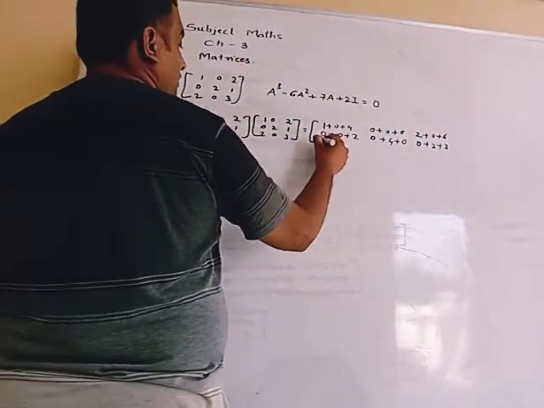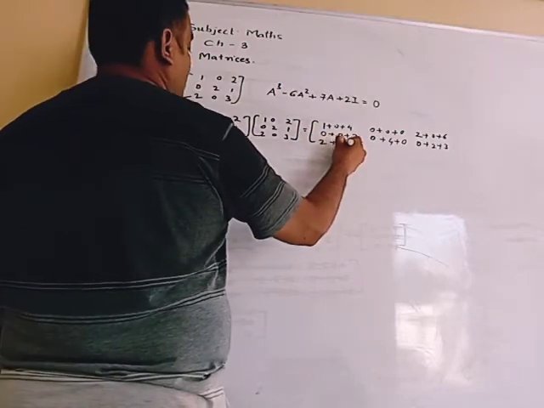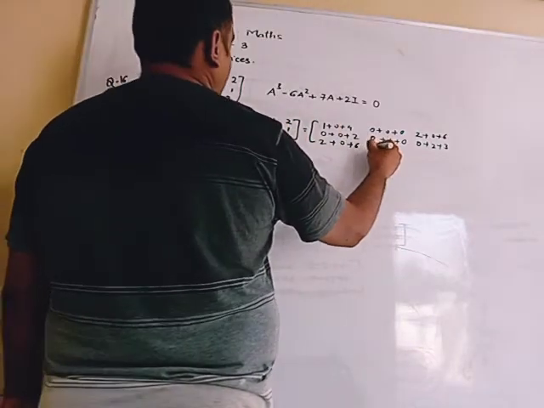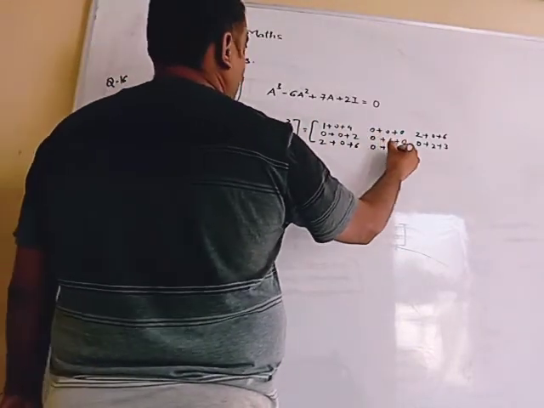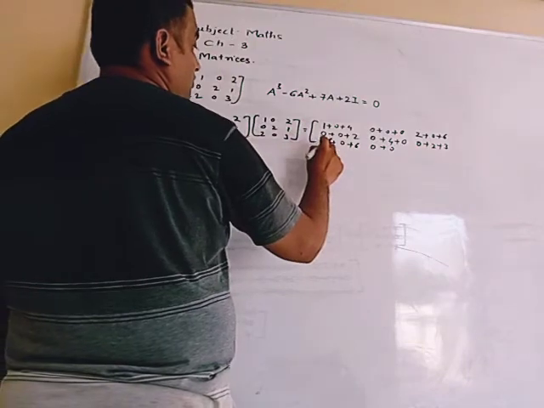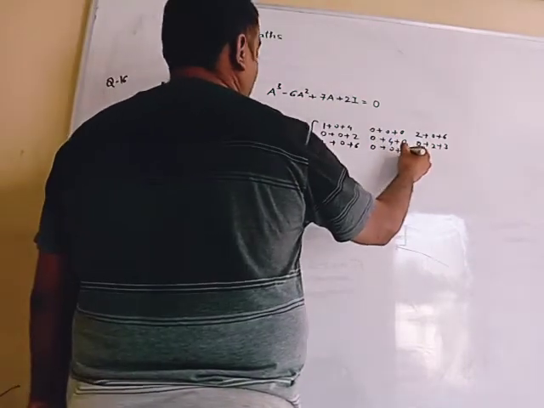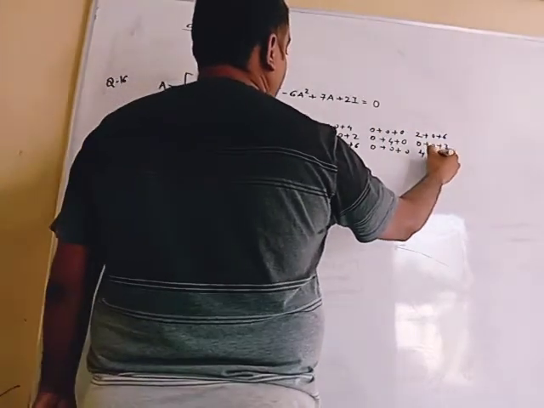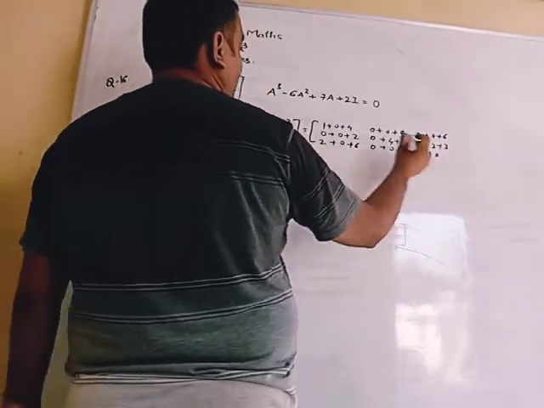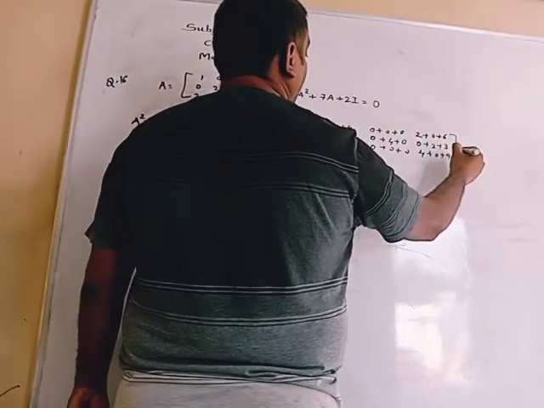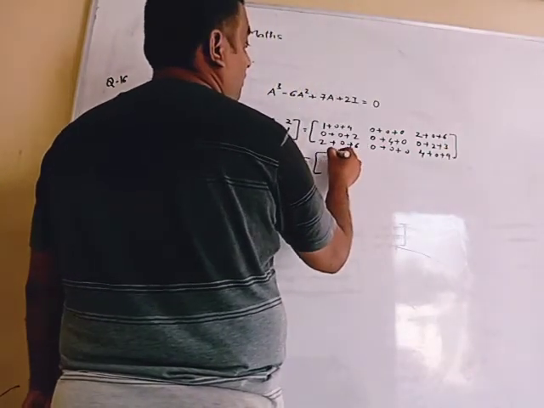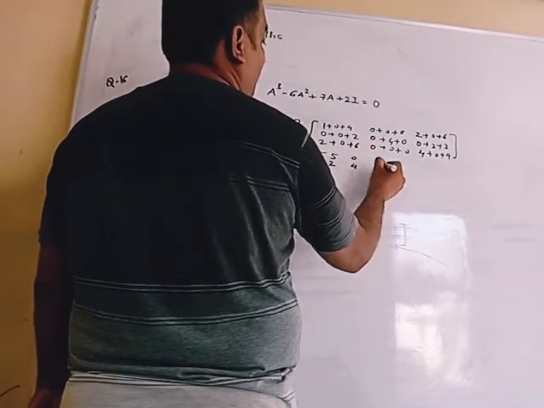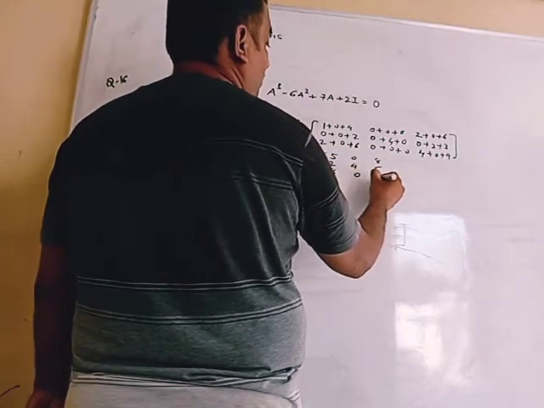2 into 1, 2, 0 into 0, 0, 3 into 2, 6. 2 into 0, 0, 0 into 2, 0, 3 into 0, 0. 2 into 2, 4, 0 into 1, 0, and 3 into 3, 9. And so we have [5, 0, 8; 2, 4, 5; 8, 0, 30].